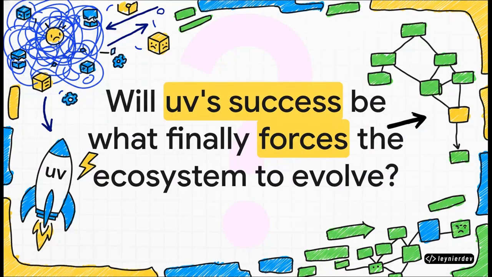And this leaves us with a really fascinating question for the future. By providing an experience that is just orders of magnitude better, UV has shown the entire Python community what's actually possible. It has raised the bar so high that it might just be the catalyst that finally forces the slow, deliberate process of evolving Python's core packaging standards. So UV isn't just the way out of dependency hell, it might just be the force that reshapes the entire landscape for good.